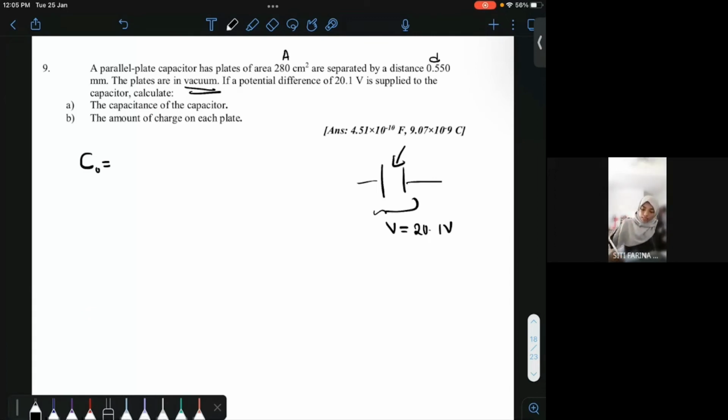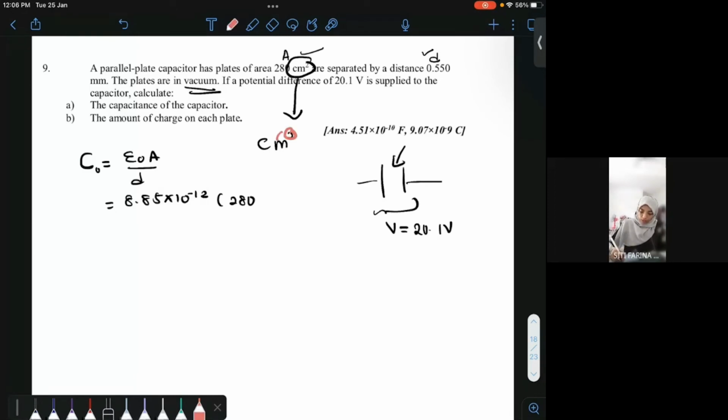Okay, since the area and also the distance between the plates is given, kita akan guna equation epsilon naught A over D untuk cari nilai capacitance kita. Epsilon naught 8.85 times 10 negatif 12. Area kamu 280 sentimeter square. Square ini belongs to both meter dan juga senti. Maksudnya dia akan jadi 10 negatif 2 m2. Betul tak? 2 ni kena bagi untuk negatif 2 ni juga.